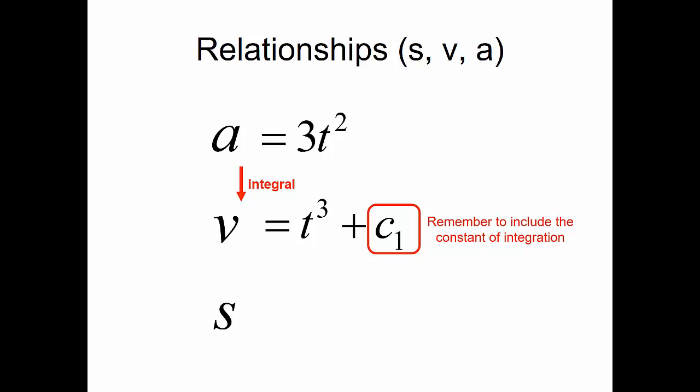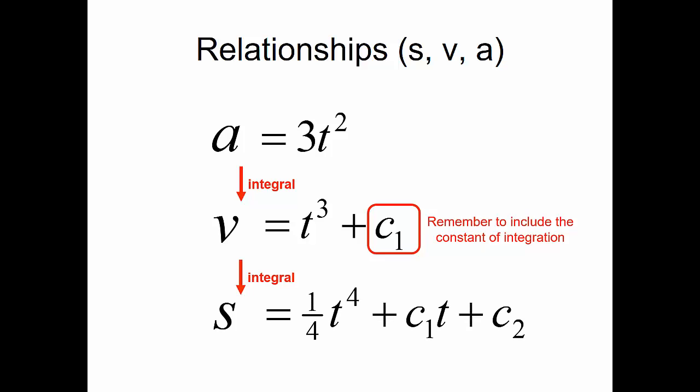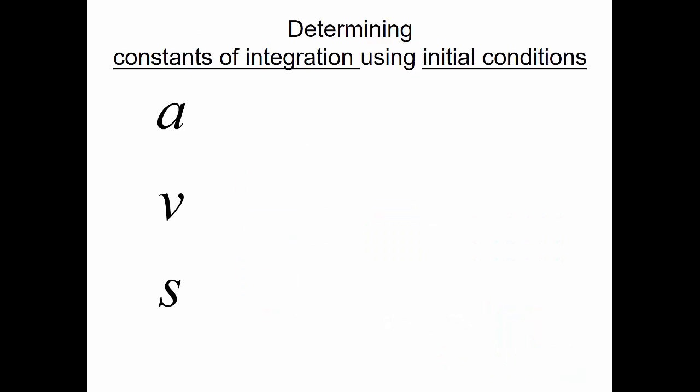To move to the position function, I would integrate the velocity function, which would give me 1/4 t to the fourth plus c1t plus c2. Again, remember to include the constant of integration. So how do I find the constants of integration? I have to look at what the initial conditions are.